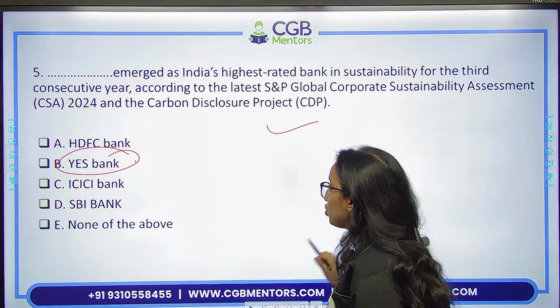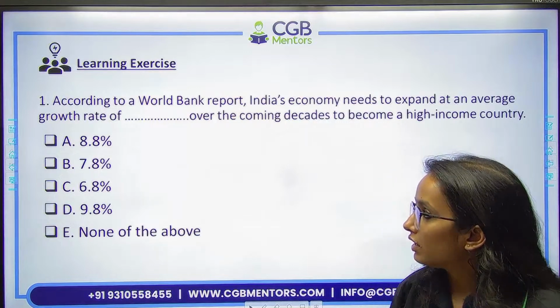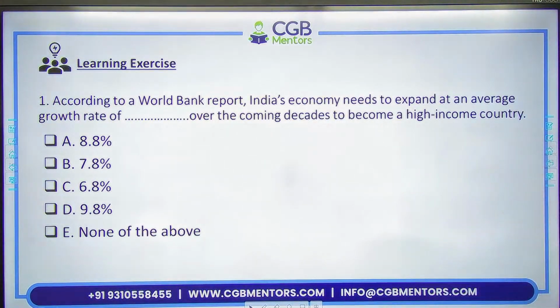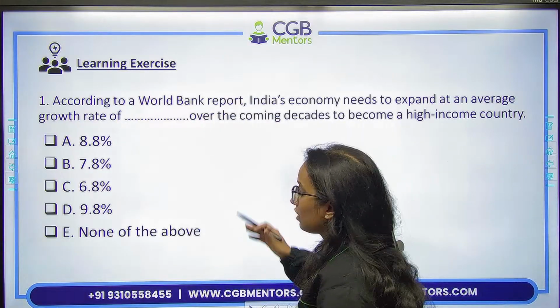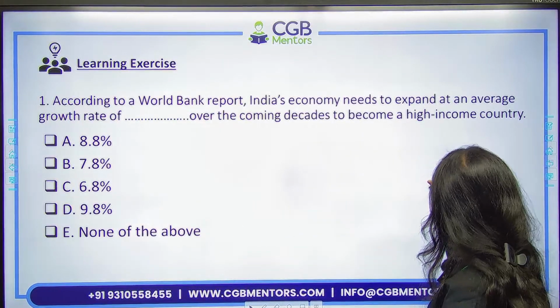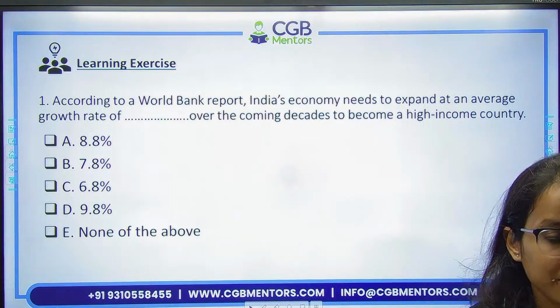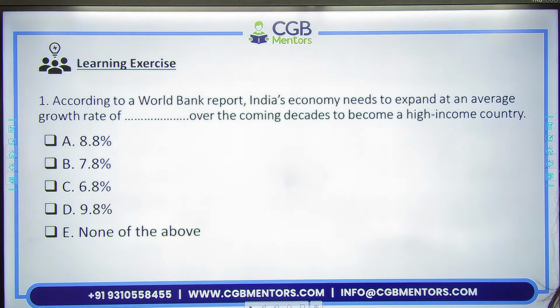Now it's time for the homework question for today. According to the World Bank, India's economy needs to expand at which average growth rate, of the following, to get into the high income category? Okay, this is your learning exercise. You will be telling me this in the comment section.